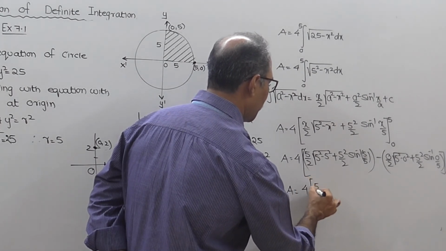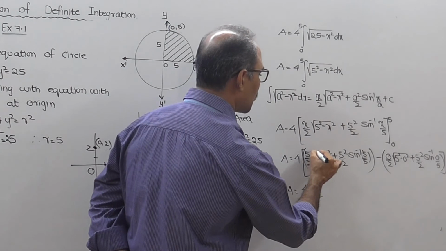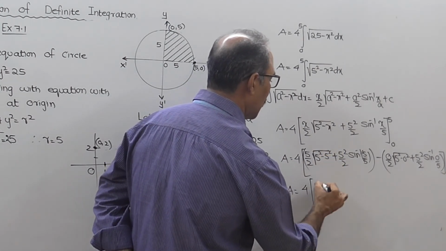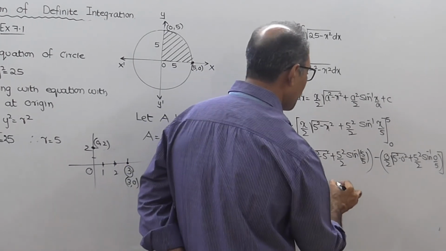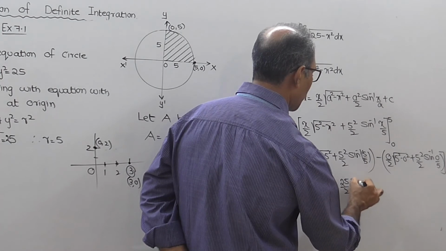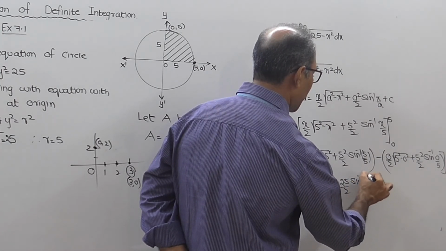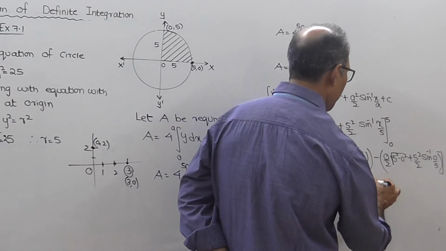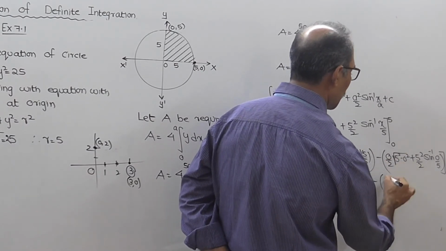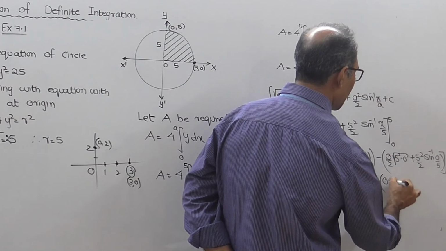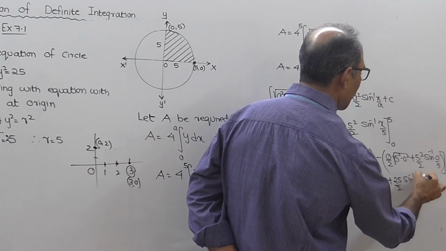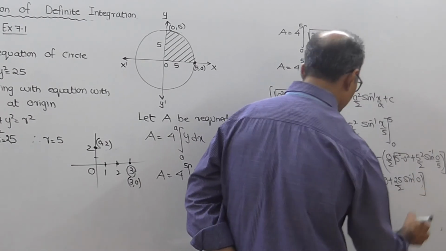So this is area equal to 4. I think this will be 5 by 2. 5 square is 25, minus 5 square is 25. 25 minus 25 is 0. I get root of 0, plus 5 square is 25 by 2 sine inverse of 1, minus 0 upon 2 is 0. 0 into root of 5 square is also 0, plus again 25 by 2 sine inverse of 0 upon 5 is nothing but 0.